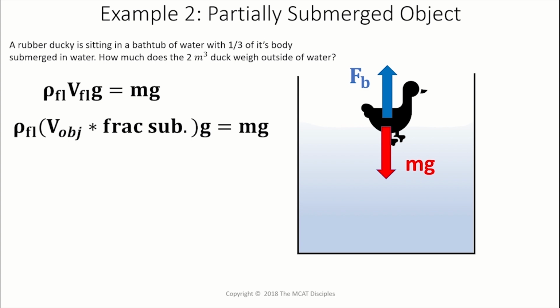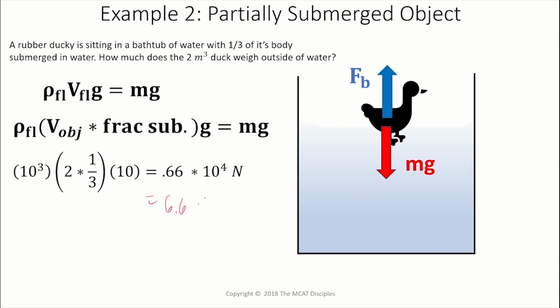That's equal to mg. So we can plug in our values to find what mg is, which is our density of the fluid times the volume of the object times the fraction submerged, which is 1/3, times 10, the gravity, which is equal to 0.66 times 10 to the 4 newtons. And you would probably have to change that to 6.6 times 10 to the 3 newtons.